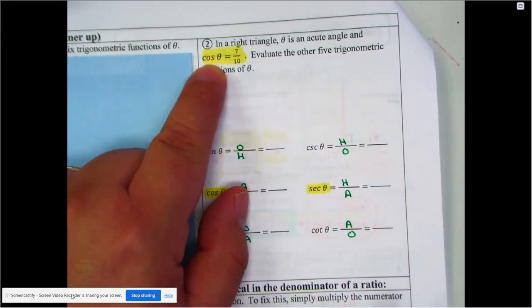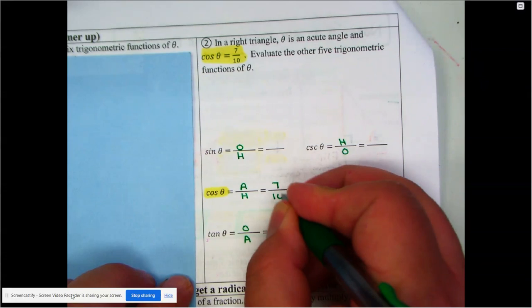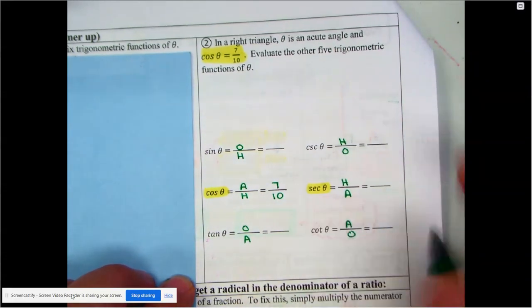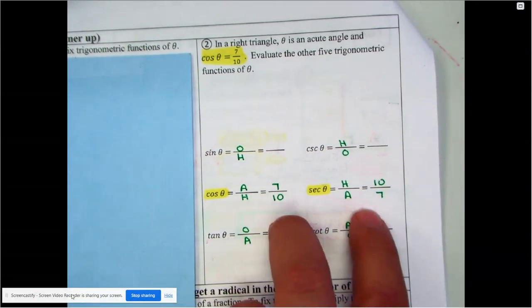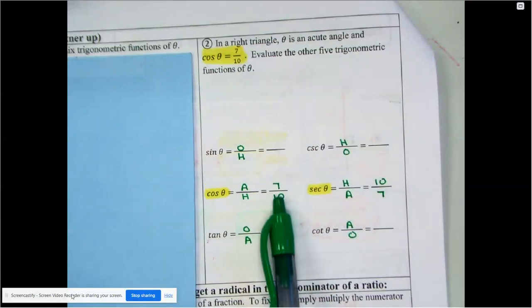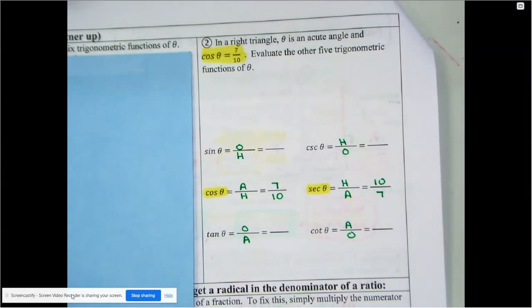But here's what we want to notice. If they tell me that cosine of theta is 7 over 10, well, then let's answer that question already. 7 and 10. And I now know that secant is 10 over 7. So officially, I've already filled out two of these, and I haven't even really looked at a triangle. I haven't done any of that stuff. And so they said evaluate the other 5 trig functions because they already gave me one of them. But again, technically, they're giving you two of them if you think about it.